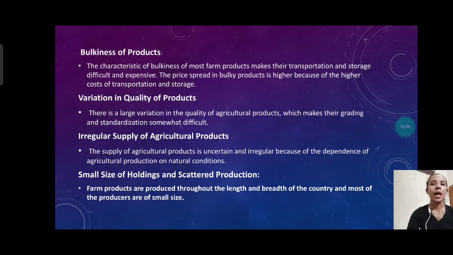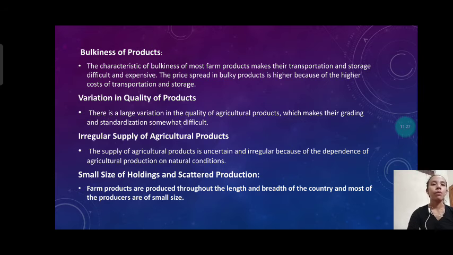Bulkiness of products. The characteristic of bulkiness of most farm products makes their transportation and storage difficult and expensive. The price spread in bulky products is higher because of the higher cost of transportation and storage. Variation in quality of products. There is a large variation in the quality of agricultural products, which makes their grading and standardization somewhat difficult.